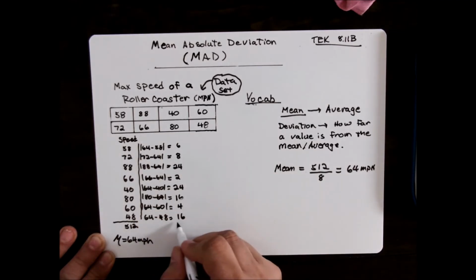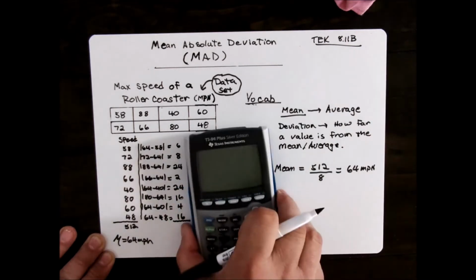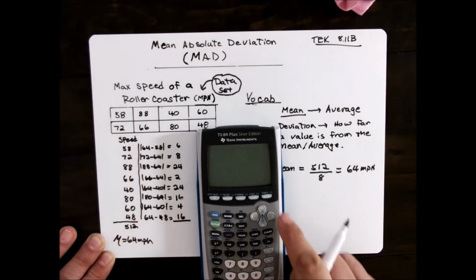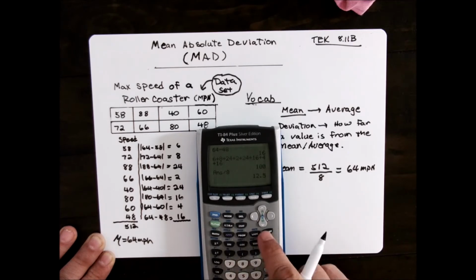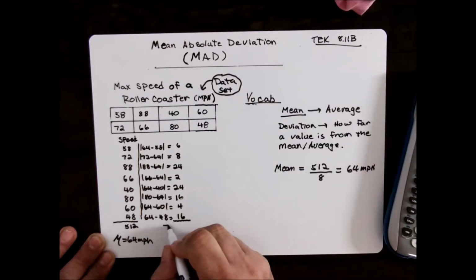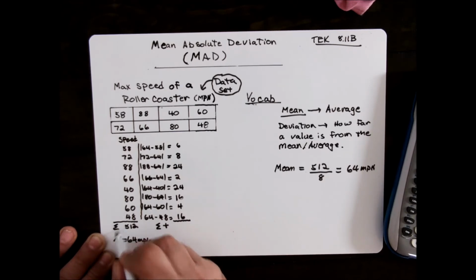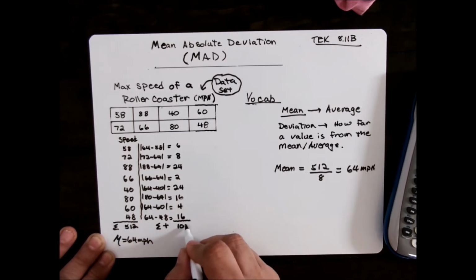Okay, now we add all these values up. I'm going to use my calculator here to do that. 6 plus 8 plus 24 plus 2 plus 24 again plus 16 plus 4 plus 16, and I get 100. So that's the sum. The sum is equal to 100.